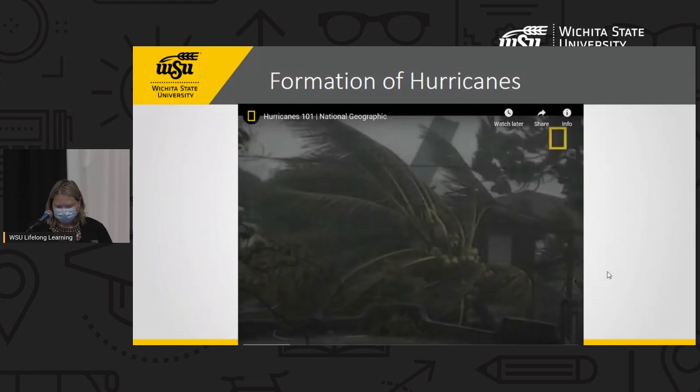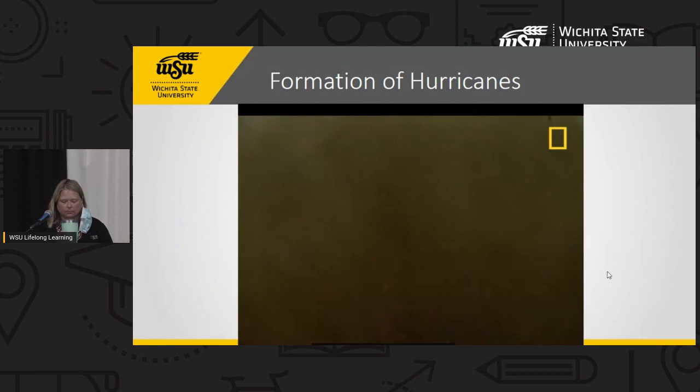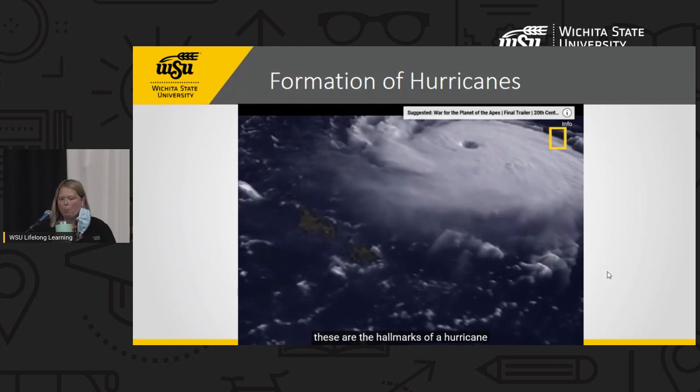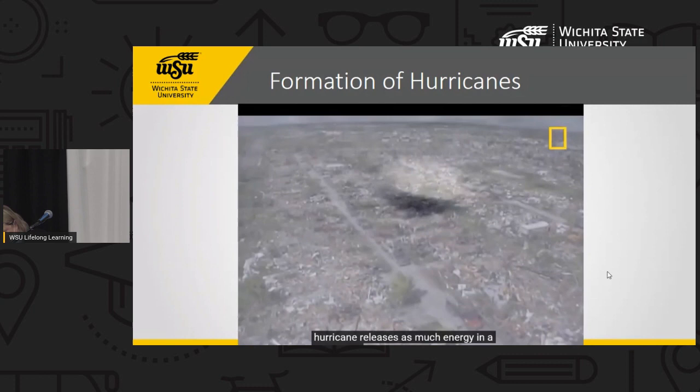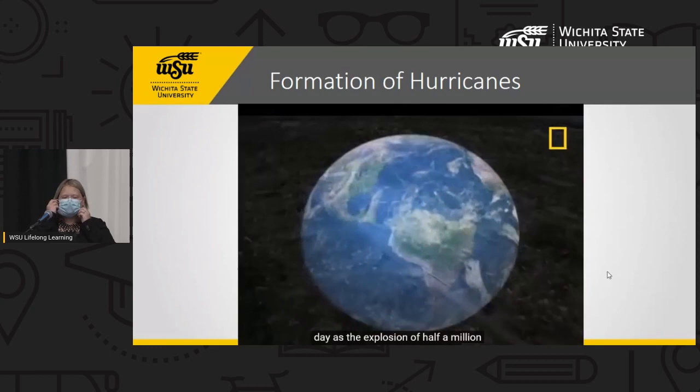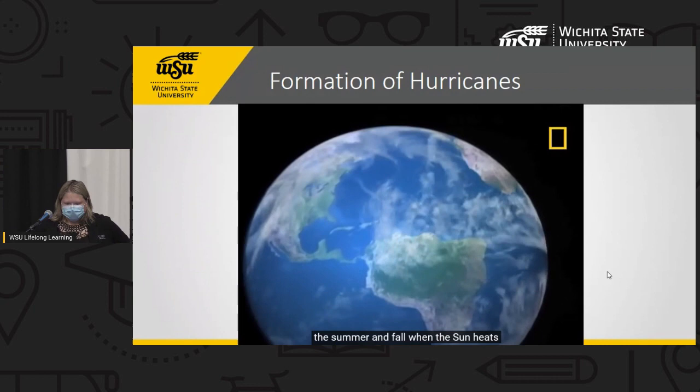Violent winds, driving rain, killer waves. These are the hallmarks of a hurricane. Also called cyclones or typhoons, hurricanes are giant storms prowling the world's tropical seas. An average hurricane releases as much energy in a day as the explosion of 500,000 small atomic bombs. Hurricanes form in the summer and fall when the sun heats vast stretches of tropical ocean to over 82 degrees.